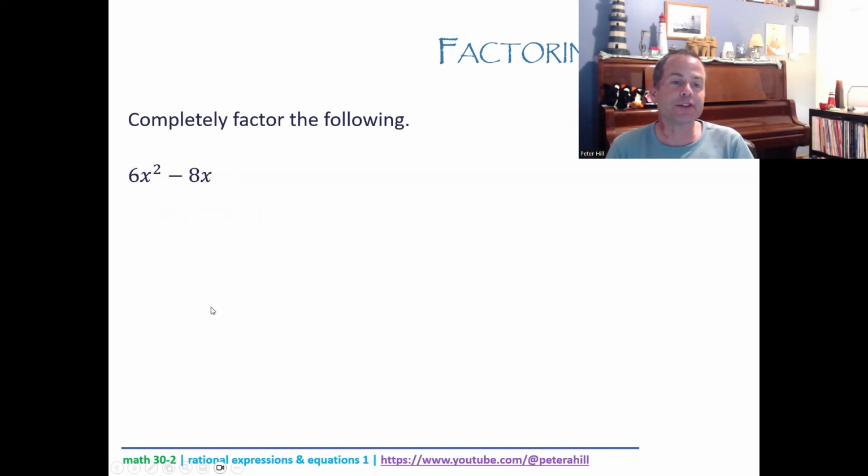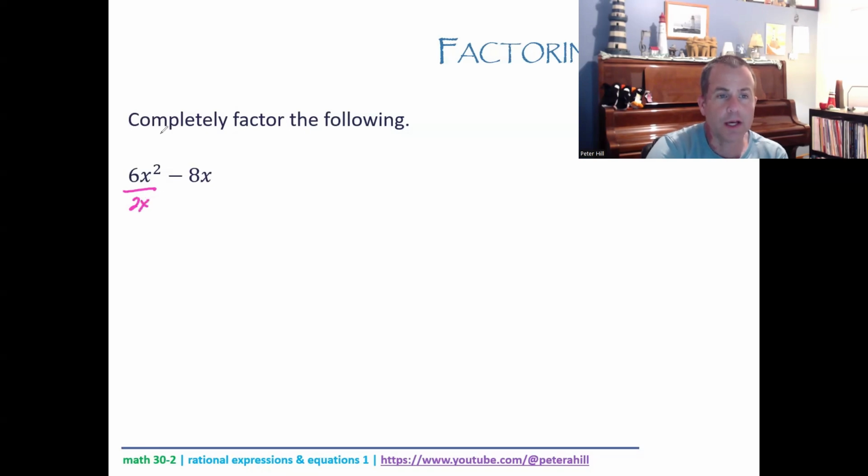Okay, 6x squared minus 8x. So what's common to both of those? Well, with 6 and 8, there's a 2 that's common to both. And then x squared and x, we've been dealing with that for a couple questions here. 1x would be common to both. So what's common is 2x. I'm going to pull that 2x to the front and divide out. So when I divide out 6x squared by 2x, that's going to leave me with 3x. And then when I divide out negative 8x by 2x, that's going to leave me with negative 4.